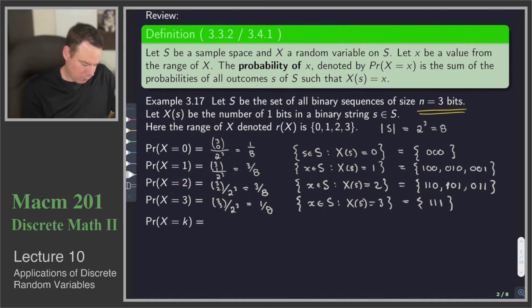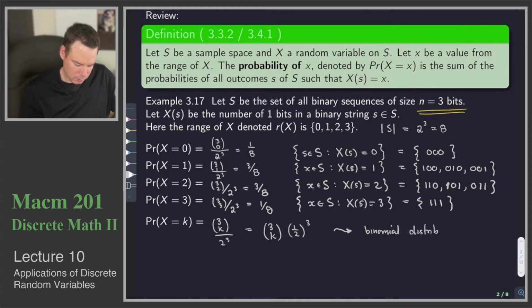In general, we could write down the formula, which says it's going to be 3 choose k all over 2 to the 3. If I write it in this way though, 3 choose k times 1/2 to the 3, we can see that this is a binomial distribution. So this is an example of a random variable with a binomial distribution. And you can have a look at lecture 9 from last day where we talked about the binomial distribution.